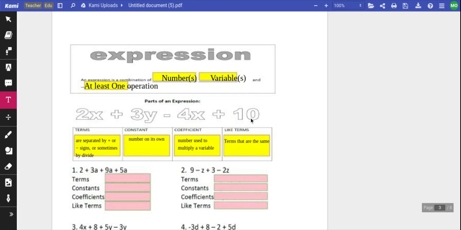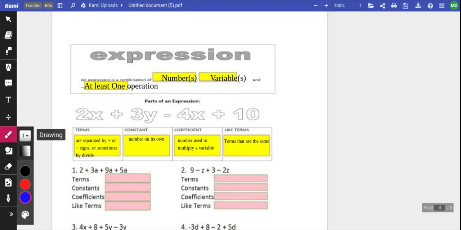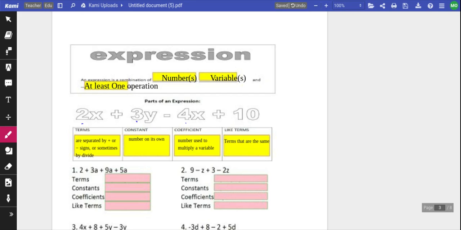A constant is a number that is on its own. That means there is no variable attached to it. So this 10 here would have been our constant. So we have 4 terms. We have 10 for a constant. A coefficient is a number that is to be multiplied. So we have actually 3 coefficients because those are all being multiplied with the variable. Like terms are the ones that we could combine because they are the same. Like our 4x and our 2x, they are the same, so they could actually be combined together.